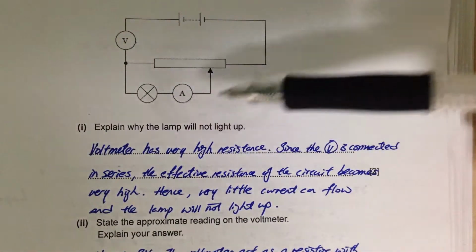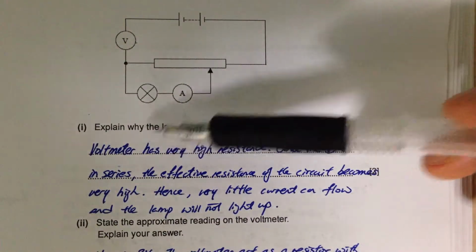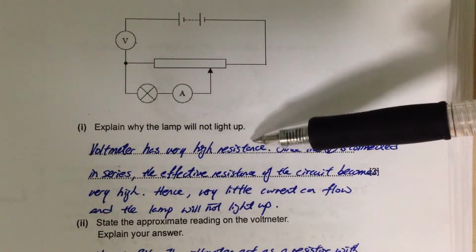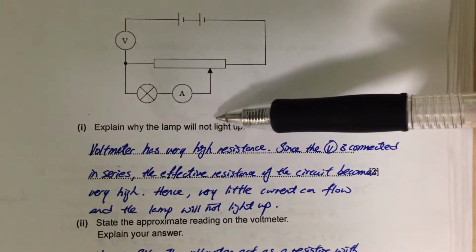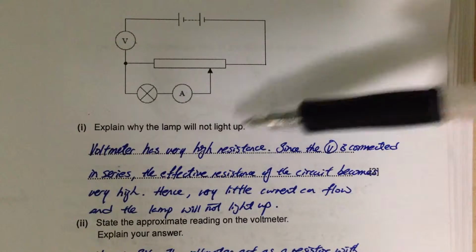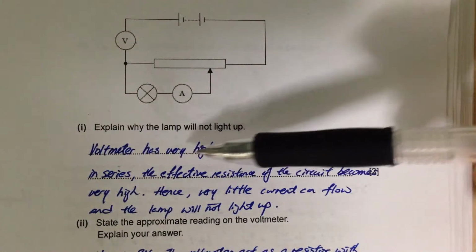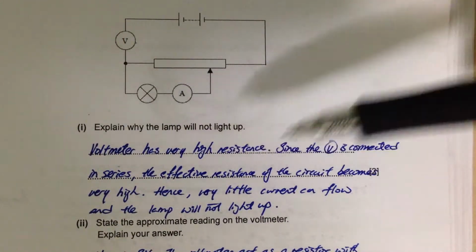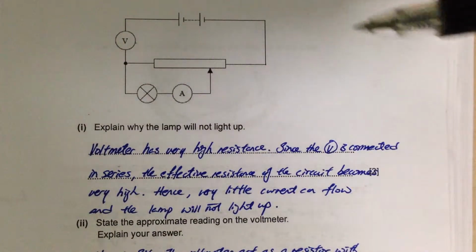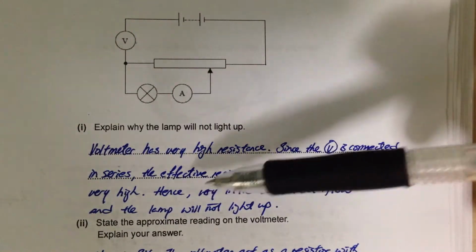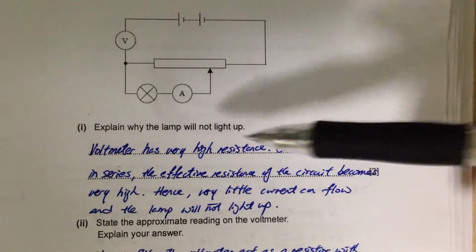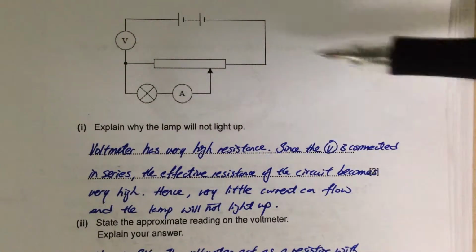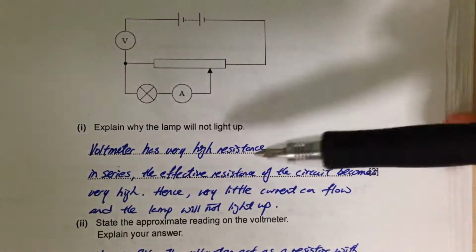So how to explain this? First of all, state that the voltmeter has very high resistance. Then explain how this high resistance is not allowing your lamp to light up. Since your voltmeter is connected in series, the effective resistance of the whole circuit becomes very high because in series all the resistance will add up. So hence very little current can flow and therefore the lamp will not light up. So state the fact, explain how this fact is affecting the circuit, and then answer to the problem context.